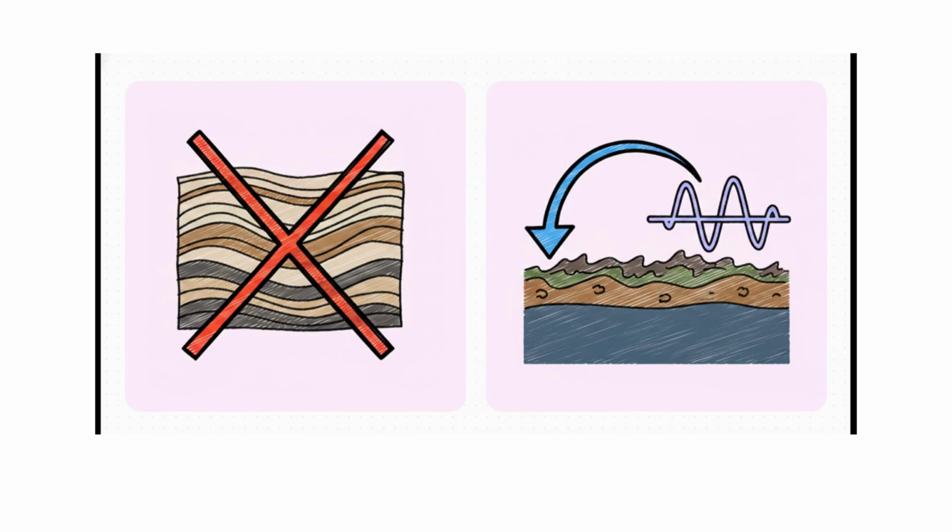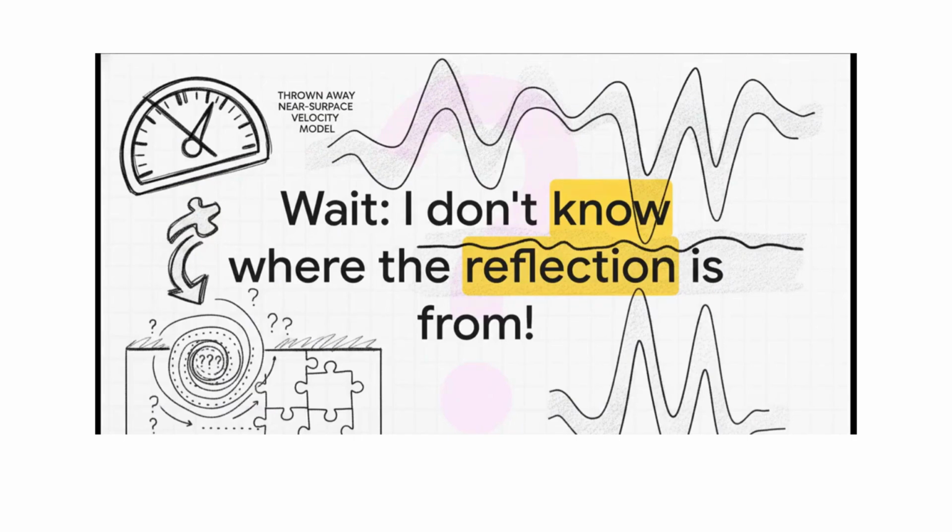You save an incredible amount of time, and you avoid cumulative errors, simply because you don't even have to build that complex shell of velocity model in the first place. But of course, this introduces a pretty obvious logical hurdle. If you throw away the near-surface velocity model, you're probably asking yourself, wait a minute, how do I know where the reflection is actually coming from? Without a model, how on earth do we correctly place the reflector in depth?